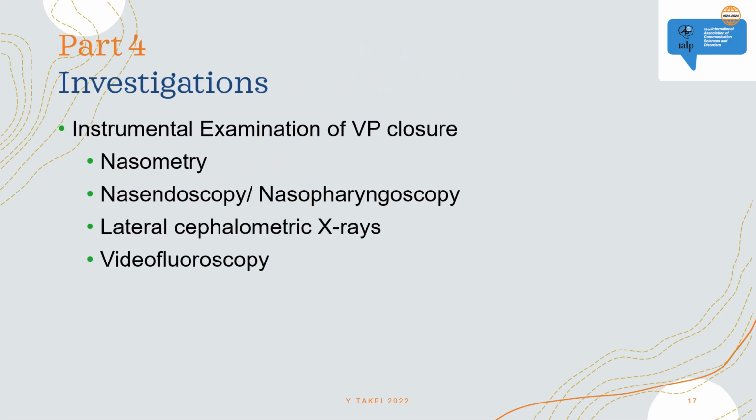These are some of the instrumental examinations to investigate VP closure. Instrumental examination is used to confirm the red flags we found through perceptual assessment and oral examination, and to help determine the best treatment option. Depending on type of facility or the country you live, not all therapists have access to these specialized instruments. The best thing you can do is to try to locate a cleft team where there is a surgeon and a speech therapist working together.